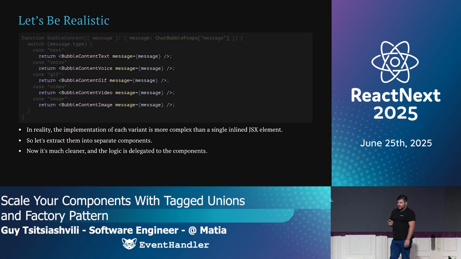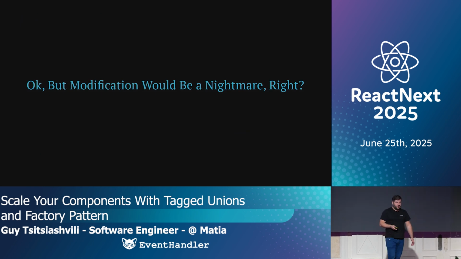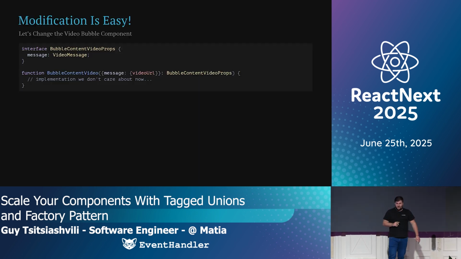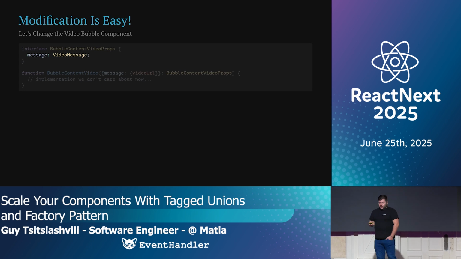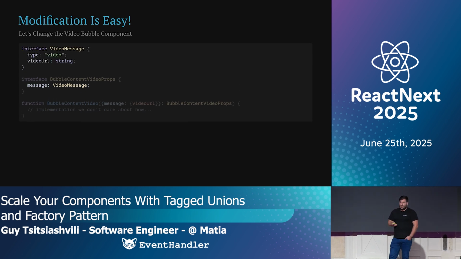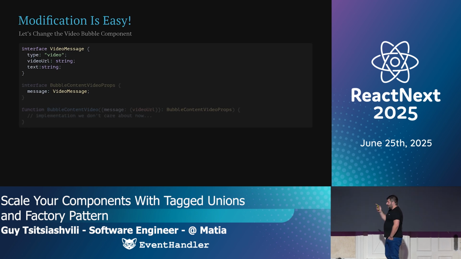Okay, it looks good. Now we abstracted it away, but modification would be a nightmare, right? Because we have a lot of places we touched, a lot of complexity. And it's actually quite the opposite. If this is our implementation, I don't really care about the implementation itself. I know it's isolated, I know it's contained. I have message, which is message video, just like we said, and this is the interface. Now, if I want to modify it, let's say product now requires text also to be rendered when we have a video, I can add it here.